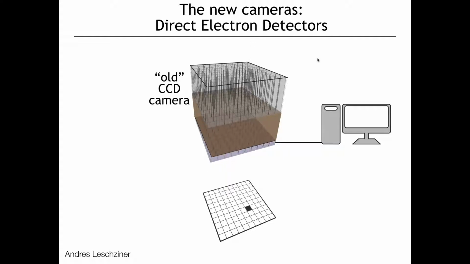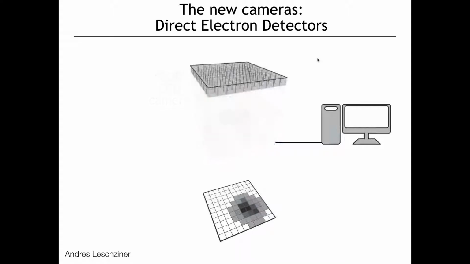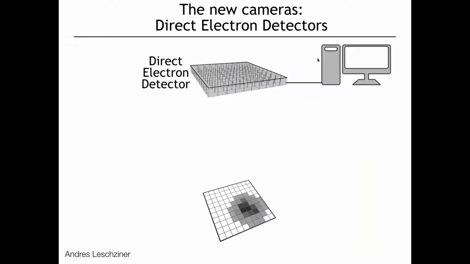In reality, what happens is that, as you saw, the electron comes in and it scatters. There are backscattering events, and the image that is formed is not sharp, but is actually spread out across a number of pixels. So that's in these CCD detectors.